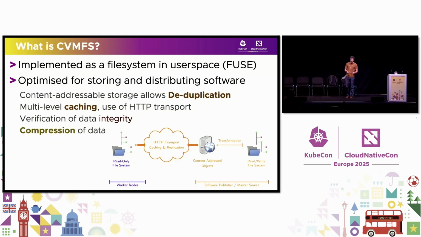This is implemented as a file system in user space so that it's easily usable on all worker nodes in a distributed computing environment like we have at CERN, and it's heavily optimized for storing and distributing software. We have an object store that backs CVMFS, which allows us to deduplicate files and even chunks at the sub-file level. We have many levels of caching to use plain HTTP transport, verification of data integrity, and we can compress data.